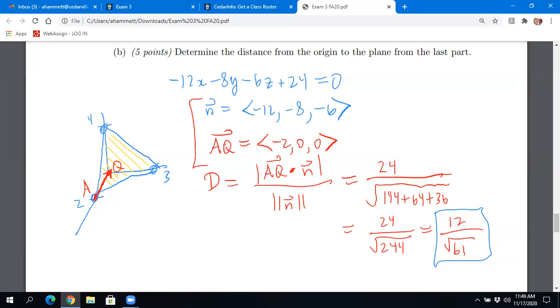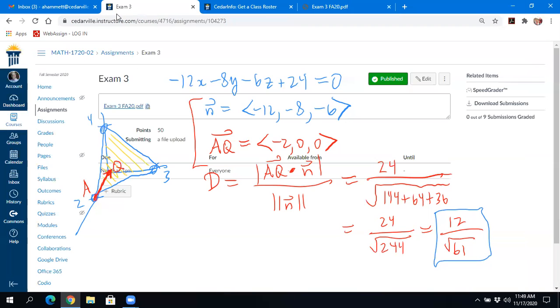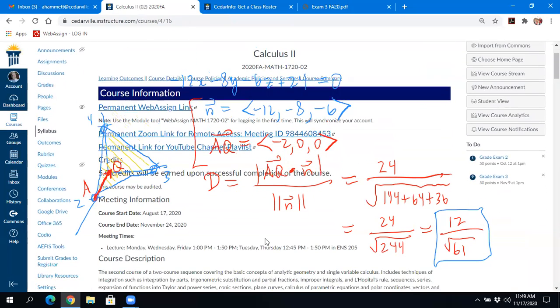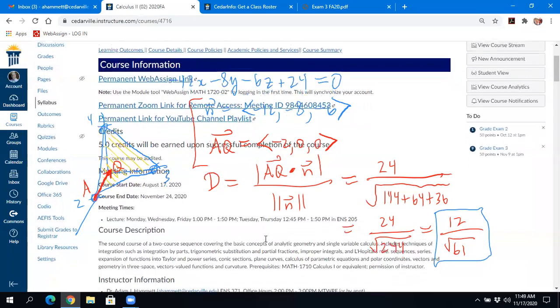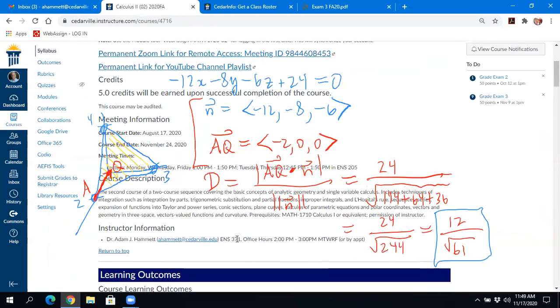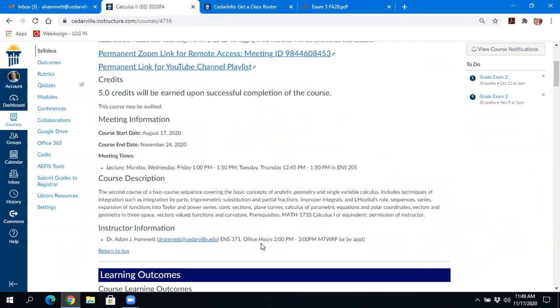Where's your office? You can see that on the syllabus. You can also just look at slides and then get the address and probably find it. So if you just go to the course page, my office is listed somewhere on here. Where is it? Right, ENS 371 right there. Okay. All right. That's it.